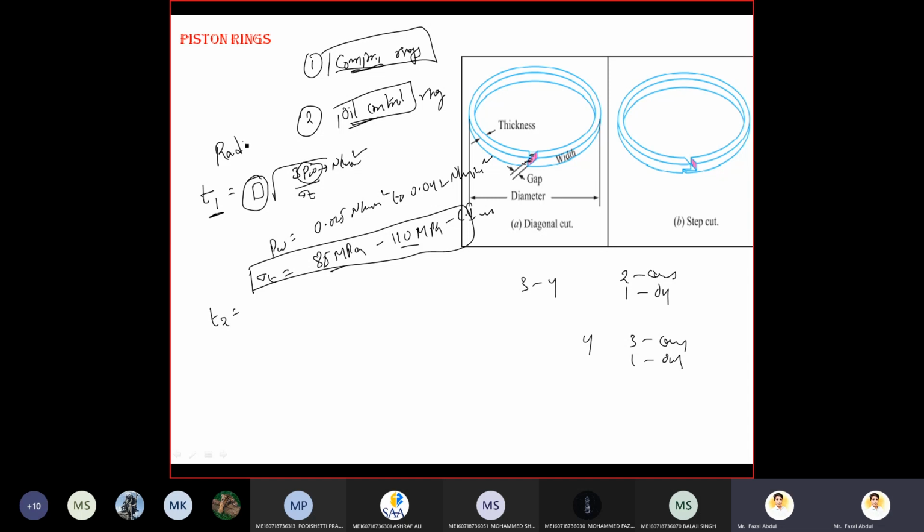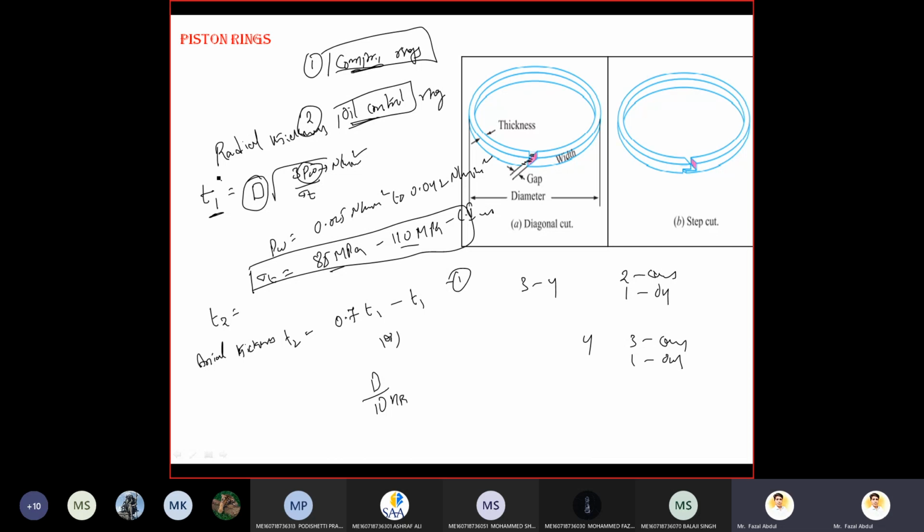Radial thickness. Now the second one is the axial thickness, that is T2. So for this axial thickness, we have two relations. First one is 0.7 T1 to T1. Otherwise, another relation is capital D by 10 into number of rings. It means we can select the T2 value.